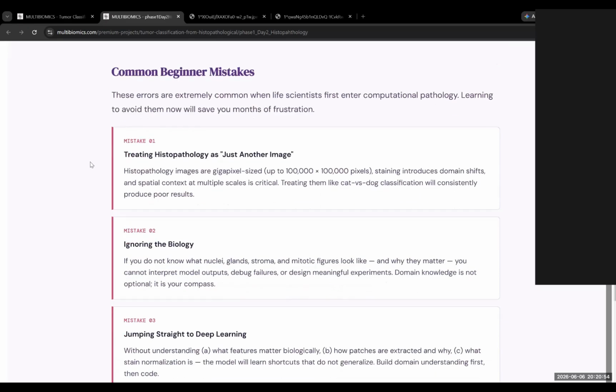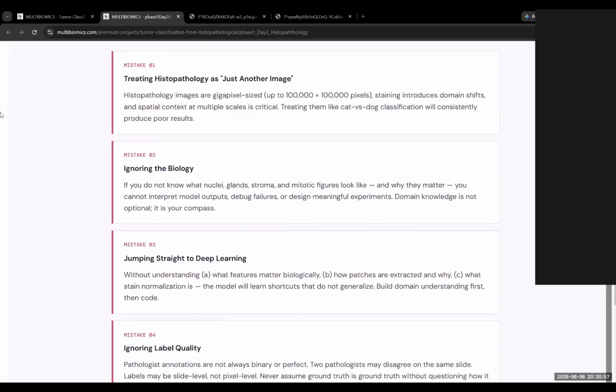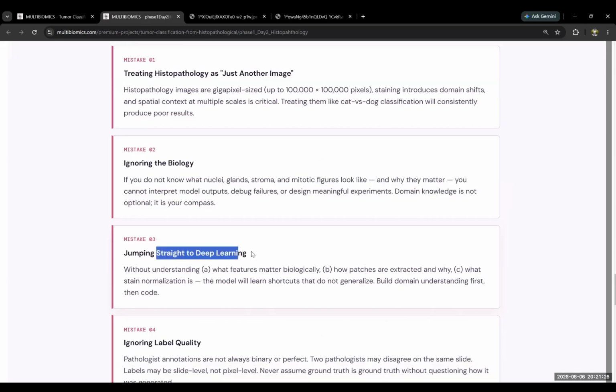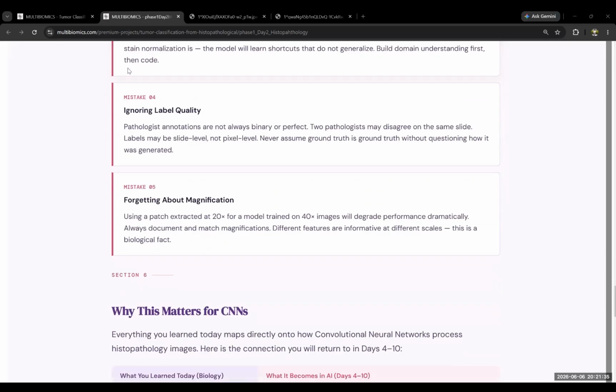So what are the common beginner's mistakes? Don't treat it like any other image. Why should you not? Because it's 100,000 by 100,000 pixels, so there are many domain shifts, colors, spatial context, many patterns. Never ignore the biology. That's why I'm telling you this foundational class is very important. Don't dive straight into deep learning. First, understand the basics, otherwise you will never be able to debug what the problem is.